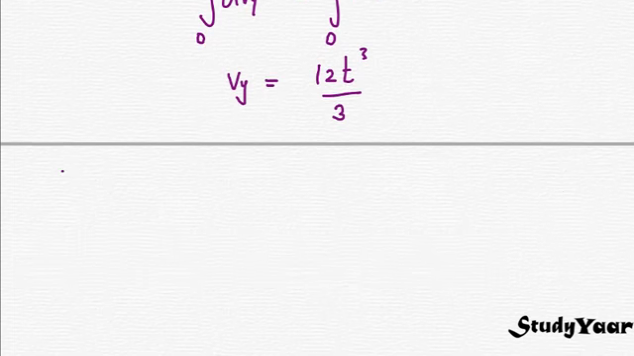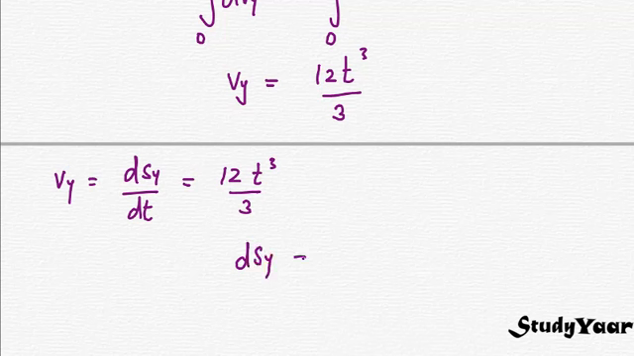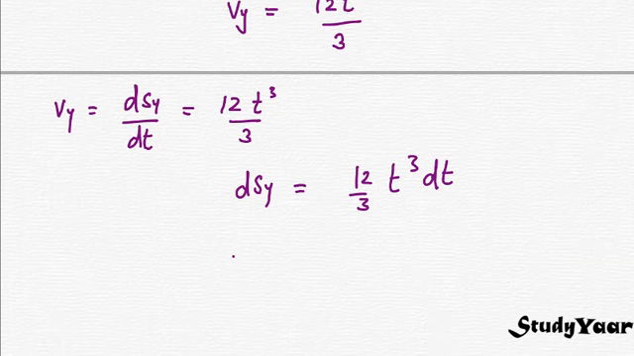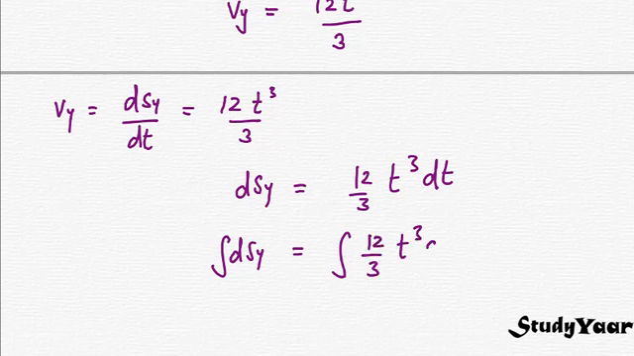Okay, so vy is equal to dsy by dt, which is equal to 12t square by 3. So I can write this as dsy is equal to 12 by 3 t cube dt, and if I integrate both sides, dsy is equal to the integral of 12 by 3 t cube dt.